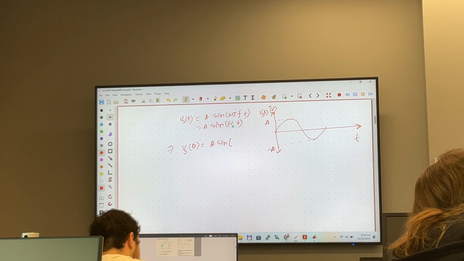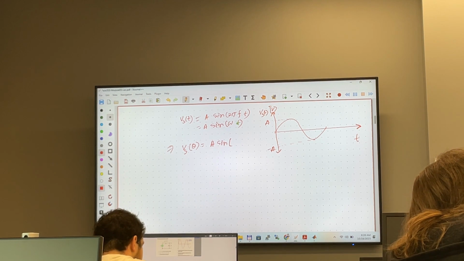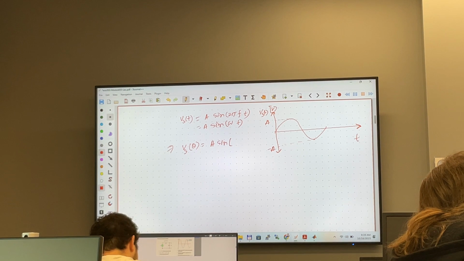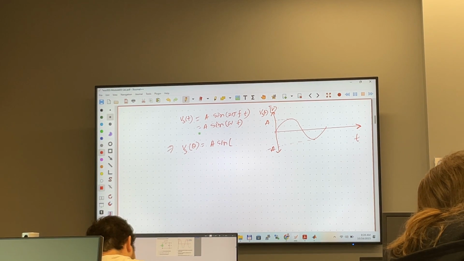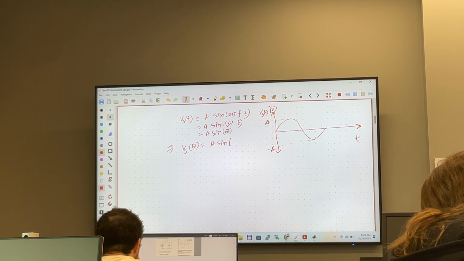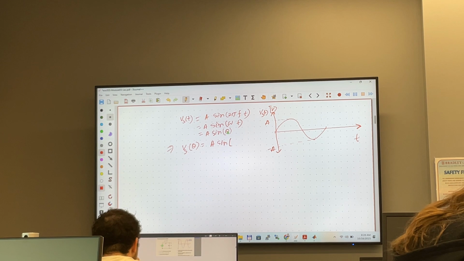Now, when you multiply this angular velocity with time, what do you get? You get the angle, right? Angular velocity multiplied by time gives you the angle. So the signal is basically A sine theta. So omega t is basically theta.